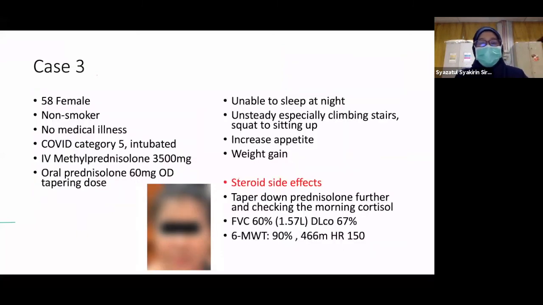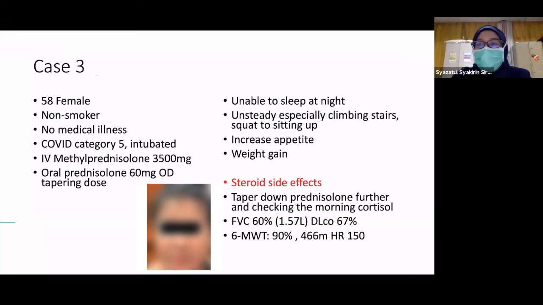So case 3, a 58-year-old female, non-smoker, no medical illness, category 5, intubated, received a very high dose of methylprednisolone, 3,500, and oral prednisolone 60 mg daily as a tapering dose. With this case, I just want to illustrate that our cases do not require a high dose tapering of steroid. I think they give a cap of 60 max, and they taper every 5 days.